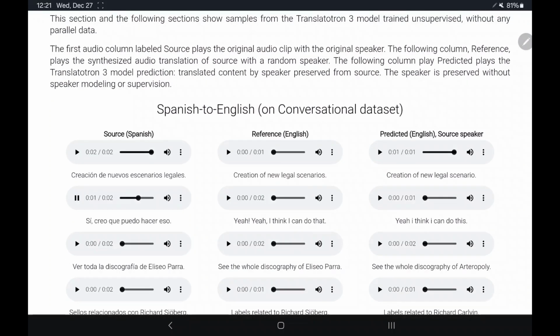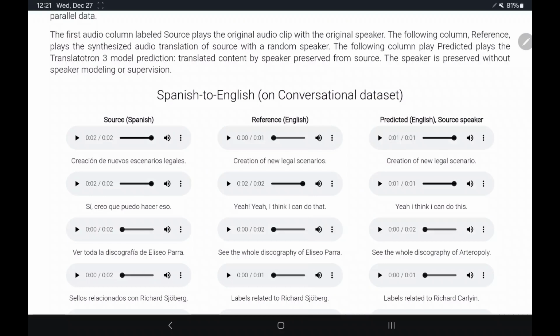"Sí, creo que puedo hacer eso." "Yeah, I think I can do this." It's a good translation, but it's very off from the reference that they have: "Yeah, I think I can do that." So the voice is different, and the translation is also different from the quote ground truth.